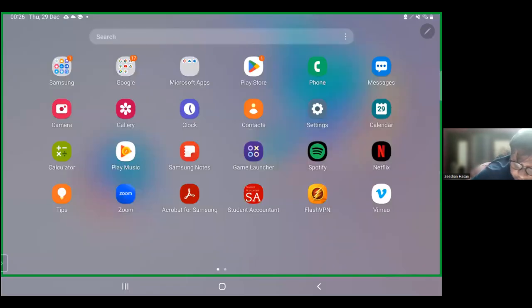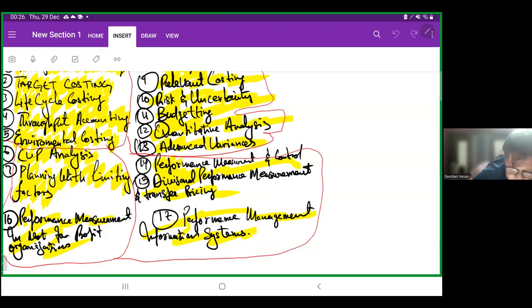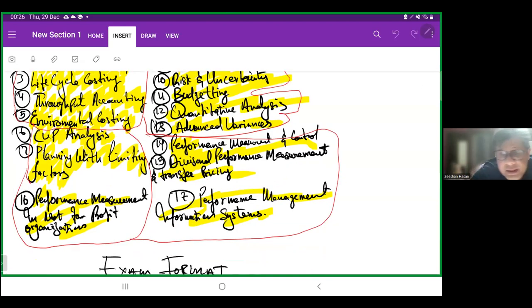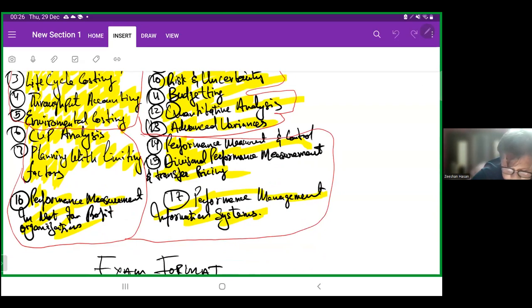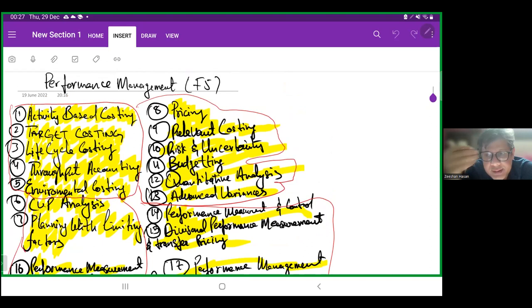Then after advanced variances, there is performance measurement and control, divisional performance measurement and transfer pricing, performance management for not-for-profit organizations, and performance management information systems. These areas will be covered. It's all based on performance management, and that's the course part of performance management. Now what we will do is some chapters, then we will move to the exam kit for section A, section B and section C parts.